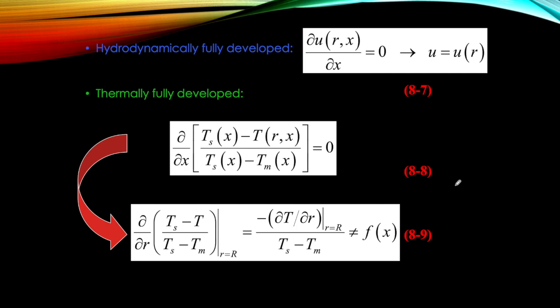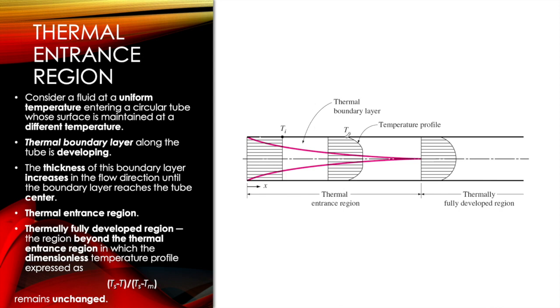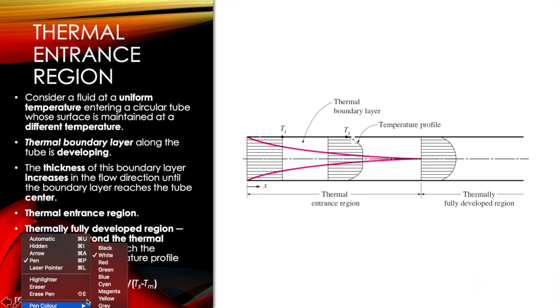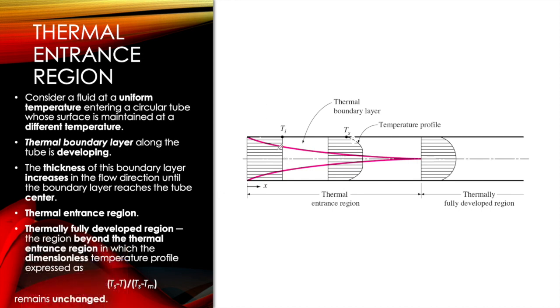So at the hydrodynamically fully developed region, we know that each of these fluid layers will have a different velocity. So we have velocity at this point. I will change to red. So we have different velocity at different points. As the y increases from the center to the pipe wall, the velocity will be different. So it depends on the y.